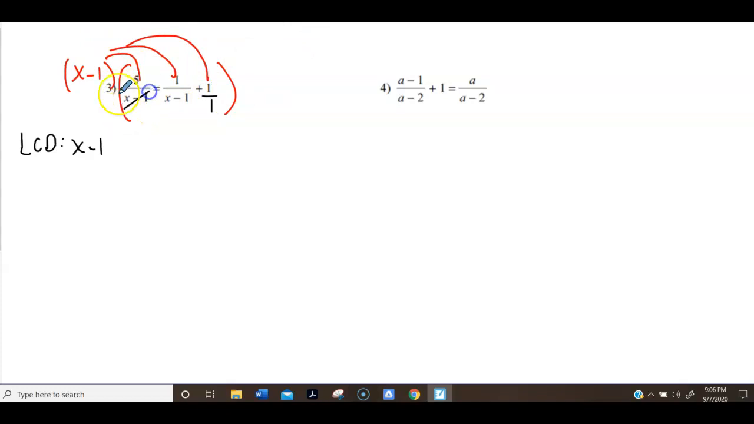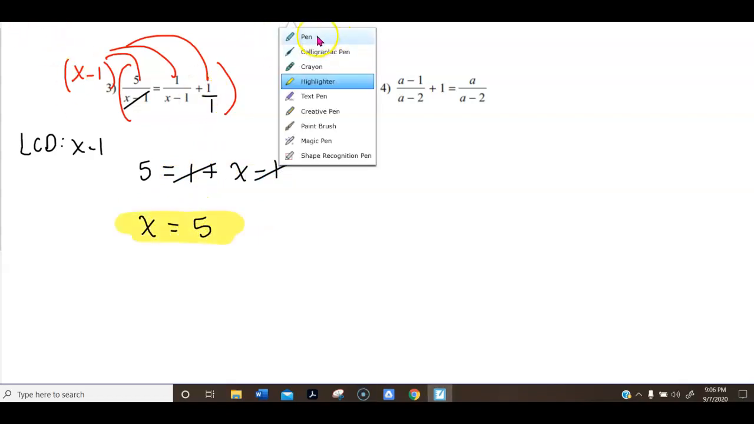The x minus 1 will cancel with the x minus 1, leaving me just a 5. The x minus 1 will cancel with the x minus 1, leaving you a 1. And nothing cancels with the 1, so 1 times x minus 1 is x minus 1. You have a plus there, so plus x minus 1. The 1's are going to cancel, and your answer is x equals 5.